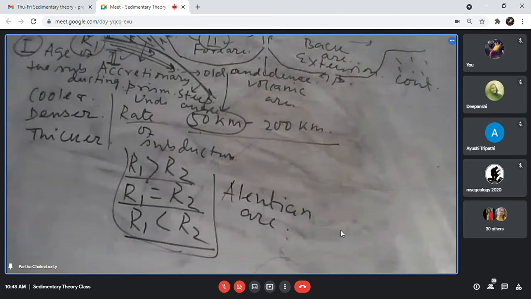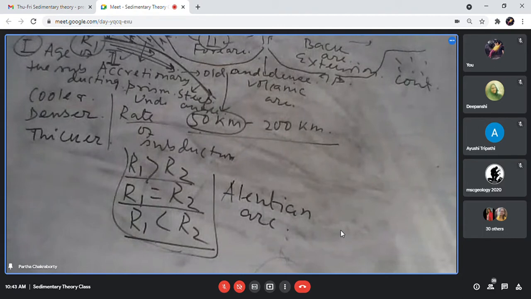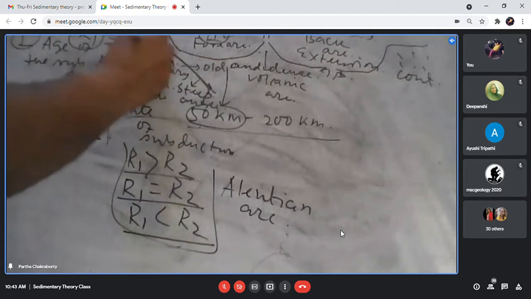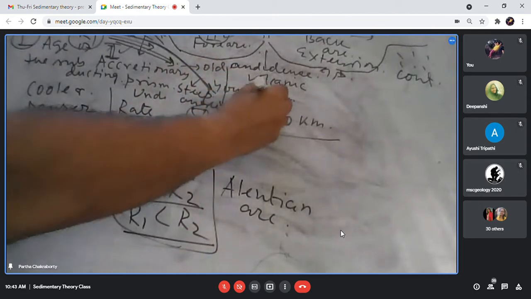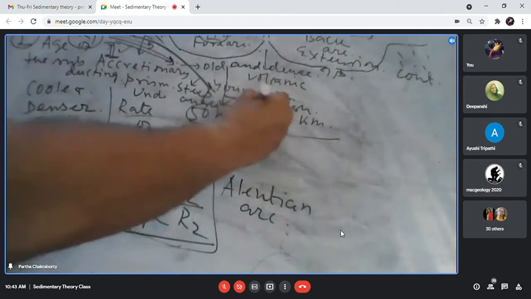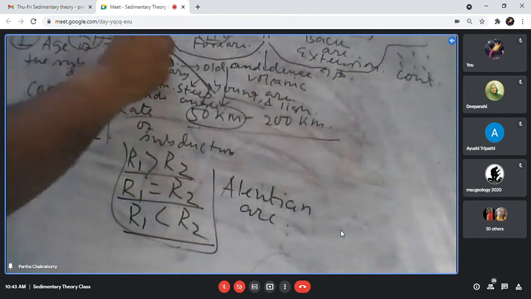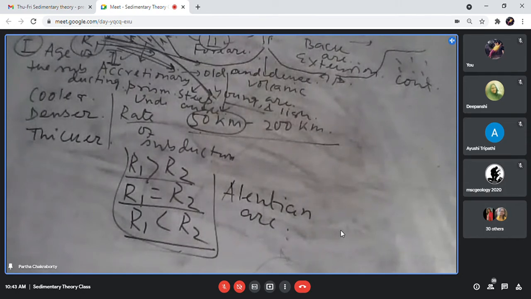Okay. Now we come to when R1 is less than R2. That means the slab is young and relatively light. Then what will happen? The subduction will be at a gentle angle. So in that case, the rate of convergence will exceed the rate of subduction.